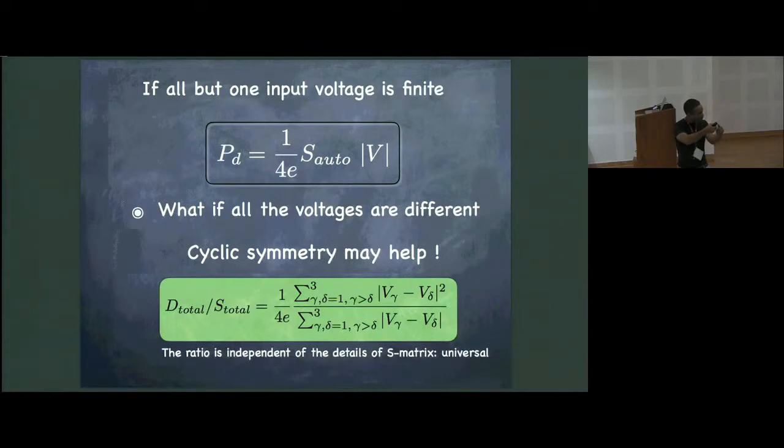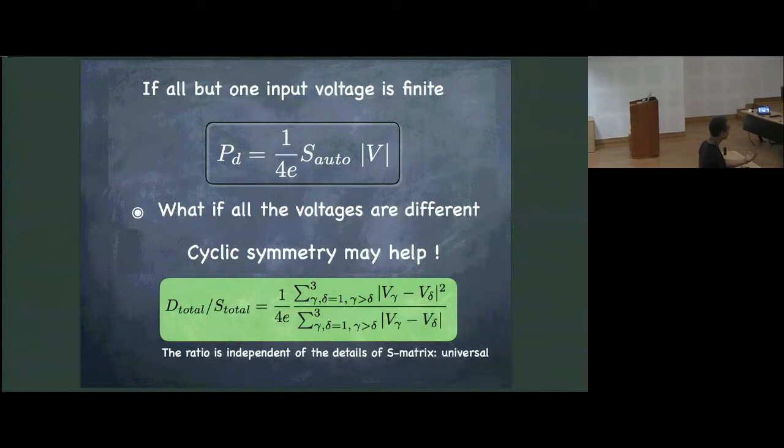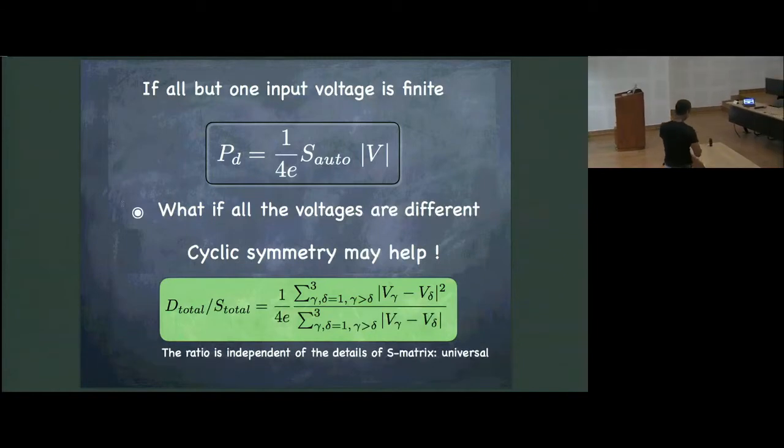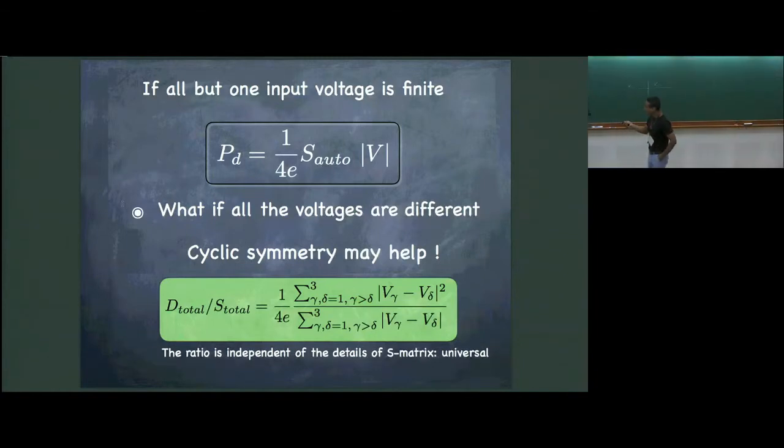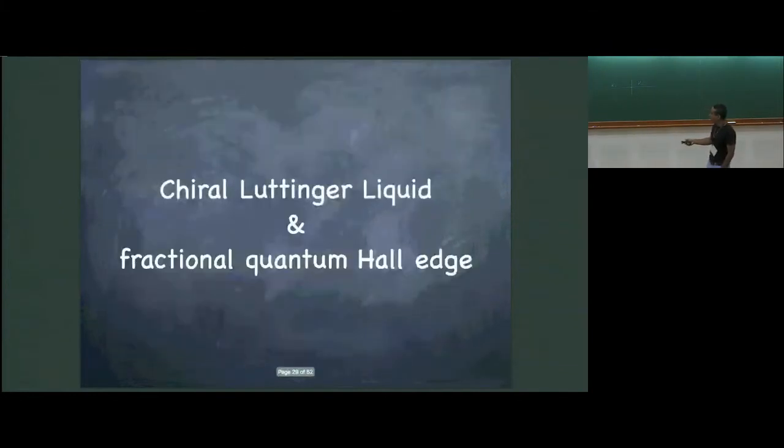It does not matter what the scattering matrix is. You can think of it as a resistor network, because each transmission tells you the resistance at the junction between different wires, and that object drops out. What remains is a function of voltages and the total dissipation. So that's nice, it's universal in this sense. Okay, so let me move ahead.